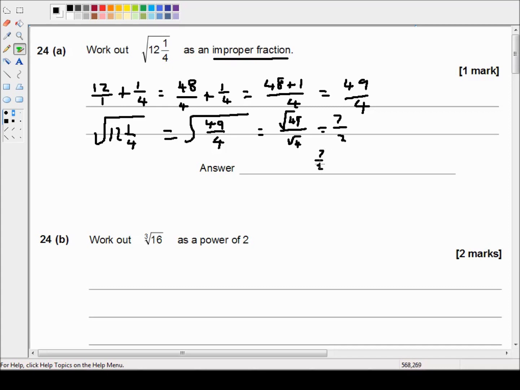Now try not to get big-headed, flushed with your success, and then try and convert that to 3.5. Because the question is asking to work it out as an improper fraction, and 3.5 is not an improper fraction. So don't go any further than 7 over 2. Don't be tempted to say 3.5. That would be a mistake.